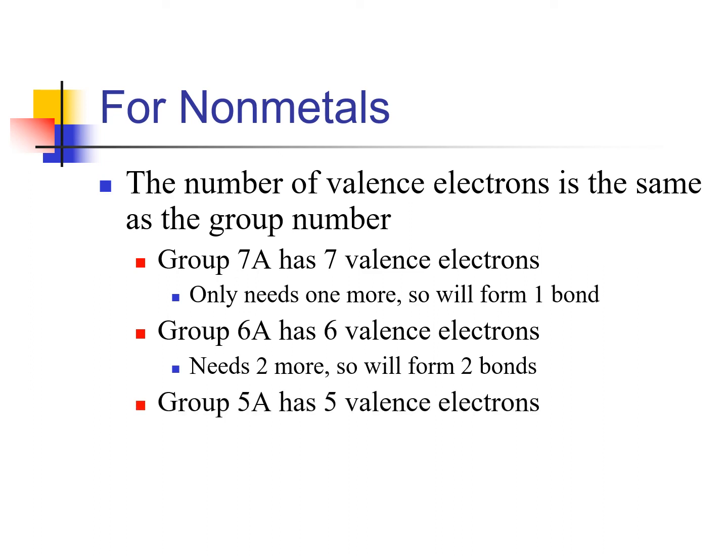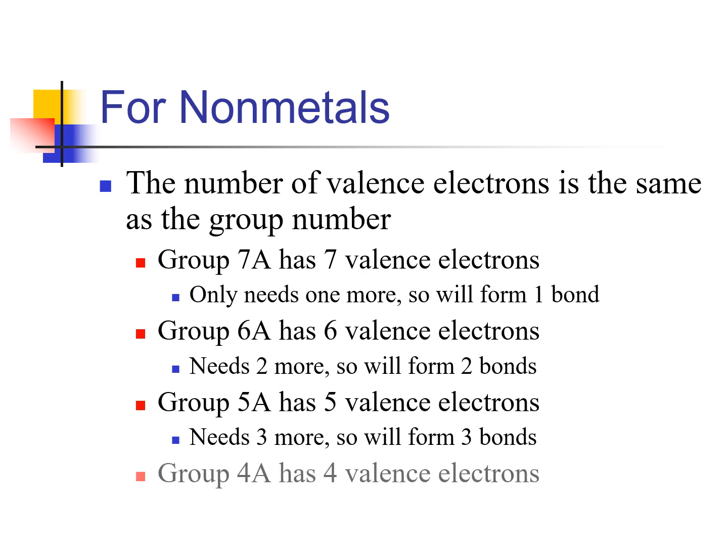Group 5A has 5 valence electrons, so it's going to need 3 more, so it's going to form 3 bonds. So it could be a triple bond, a double bond and a single bond, or 3 singles, some variance in there. Or group 4A has 4 valence electrons, so this would be like your carbon. So it's going to need to form 4 bonds. Again, some mixing and matching, like a single and a triple, 2 doubles, 4 singles, something like that.